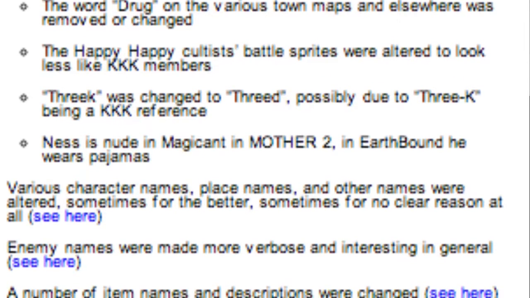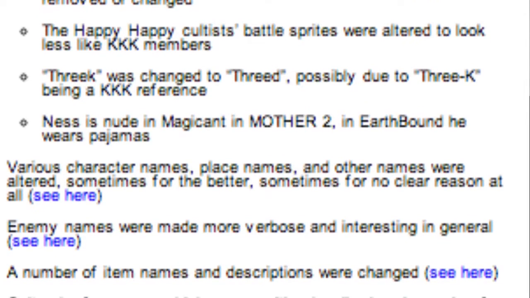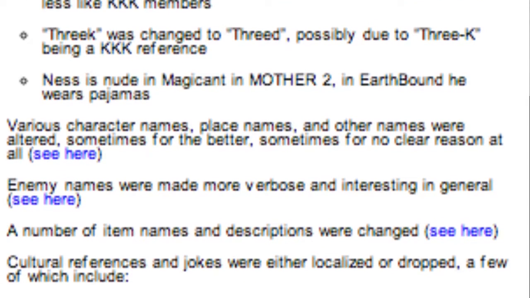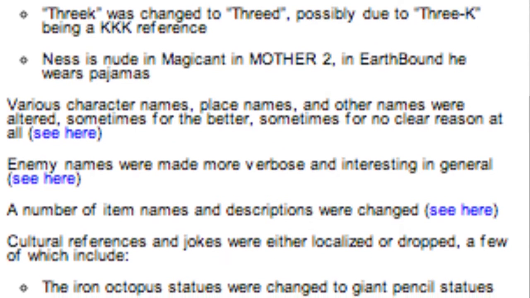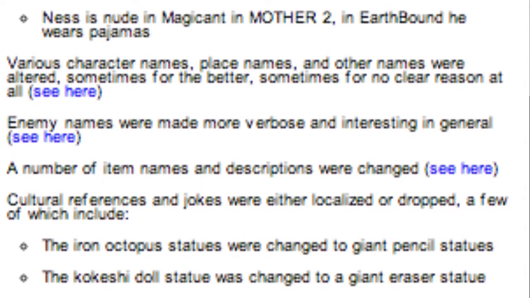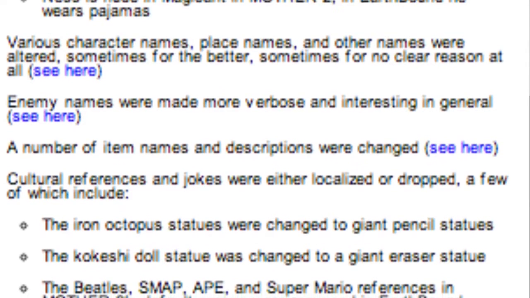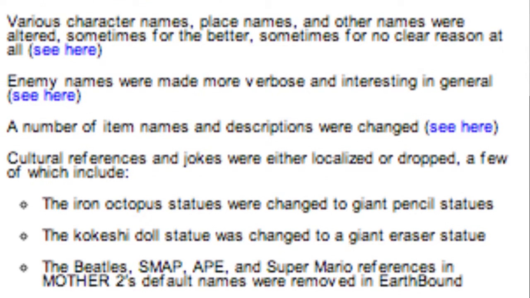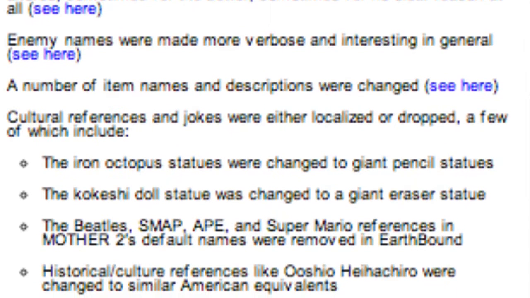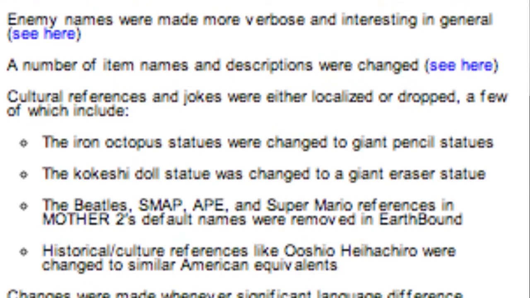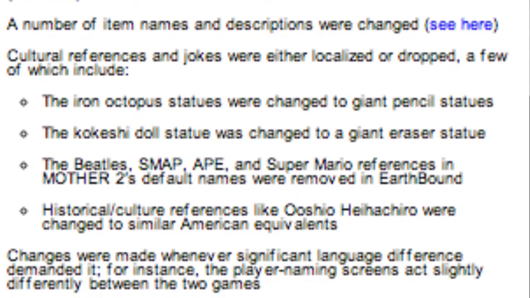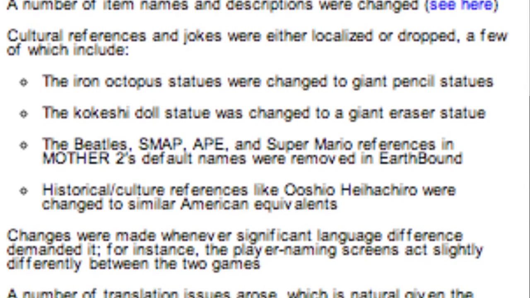Various character names, place names and other names were altered, sometimes for the better, sometimes for no clear reason at all. Names were made more verbose and interesting in general. A number of item names and descriptions were changed. Cultural references and jokes were either localized or dropped, a few of which include: the UN octopus statues were changed to giant pencil statues. The Koshi doll statue was changed to a giant eraser statue. The Beatles, SMAP, Ape, and Super Mario references in Mother 2's default names were removed in Earthbound. Historical culture references like Oshio Hiro were changed to similar American equivalents.